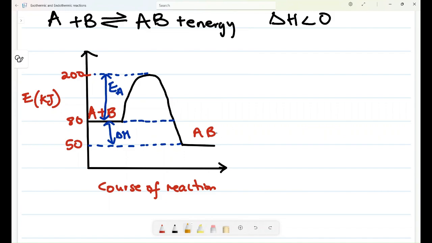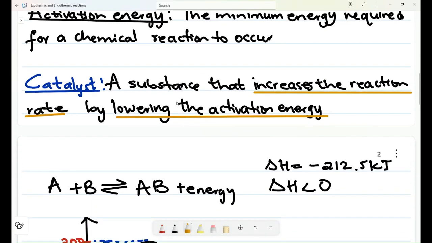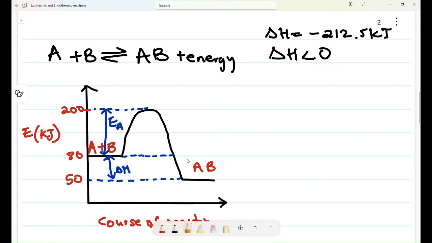Meaning now, if these are my reactants for the reverse reaction, can you see the reverse reaction is endothermic? Why? Because now my reactants are low, my products are high. Now if the forward reaction has a change in H that is less than zero, therefore the reverse reaction will have a change in H that is greater than zero. Can we see that the reverse reaction is endothermic?